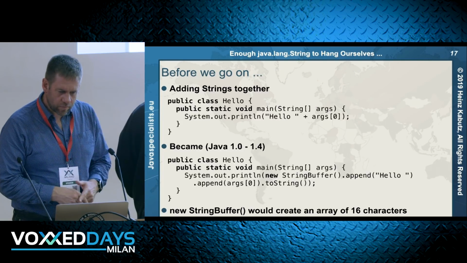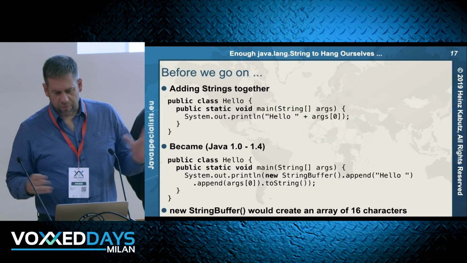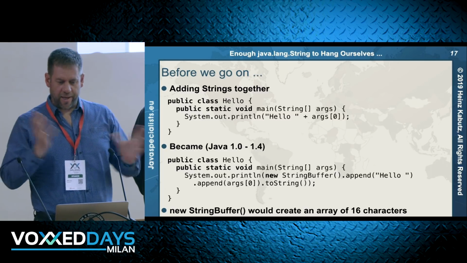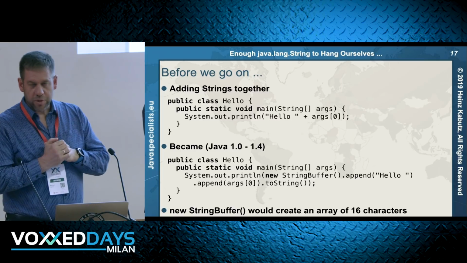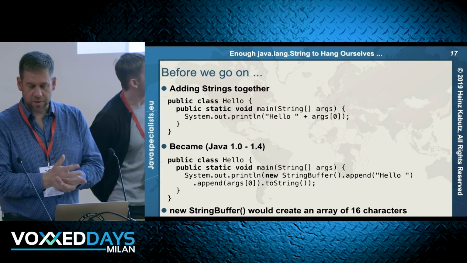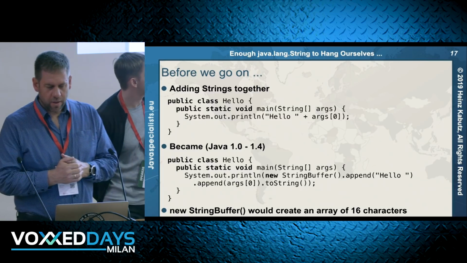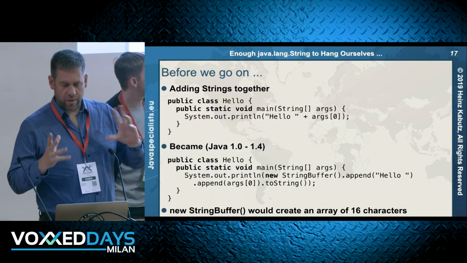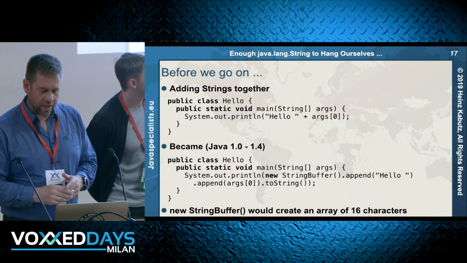Now, of course, in the past, when you added strings together, like hello plus arg0, it would generate a StringBuffer, and then call .append, args0.toString. And this new StringBuffer would, in the Java code, make an array of 16 characters.